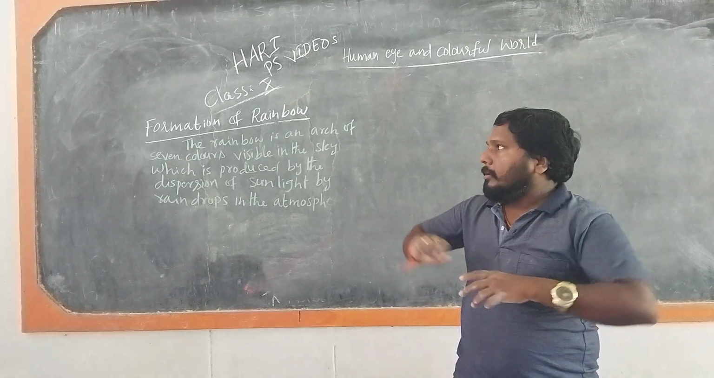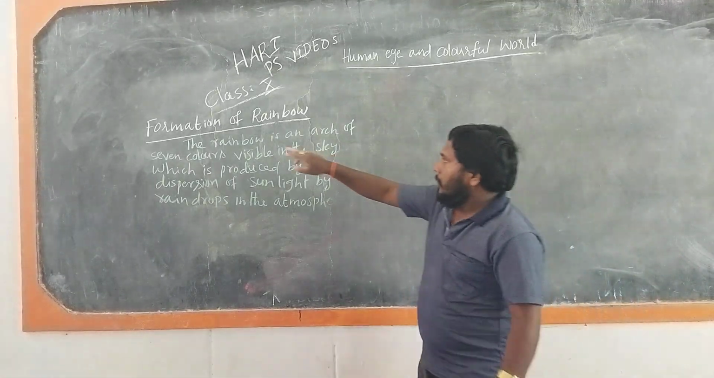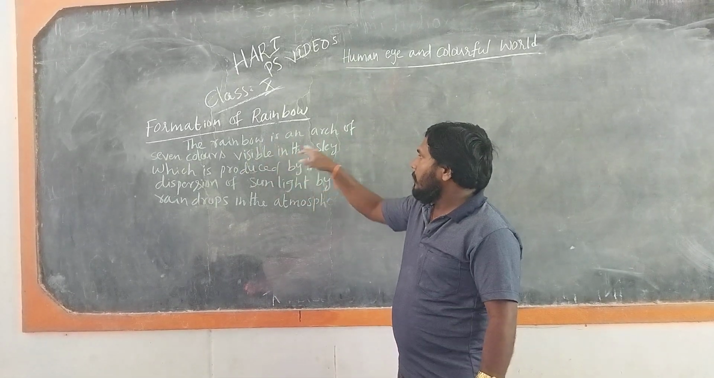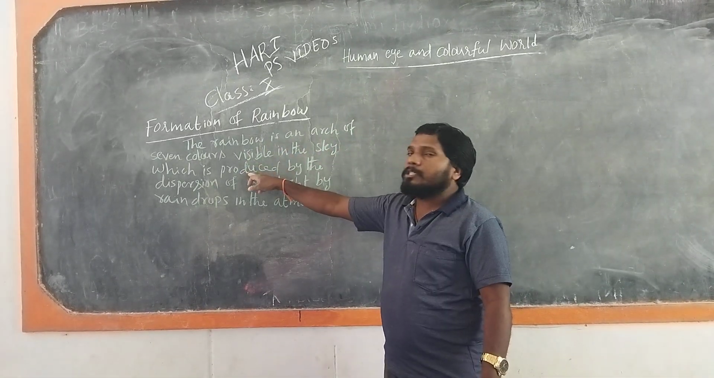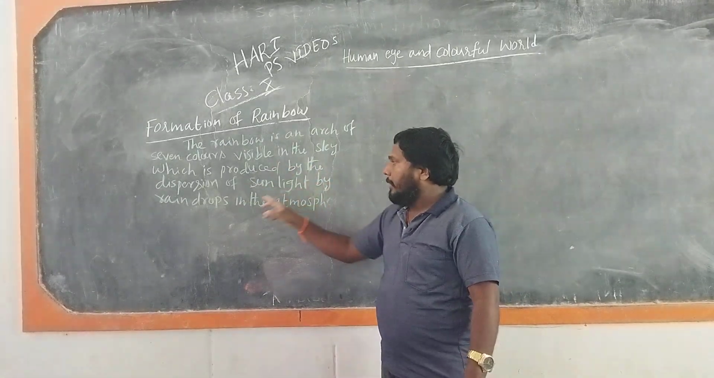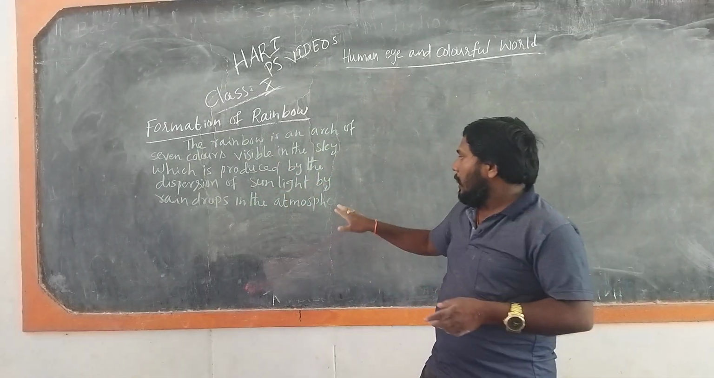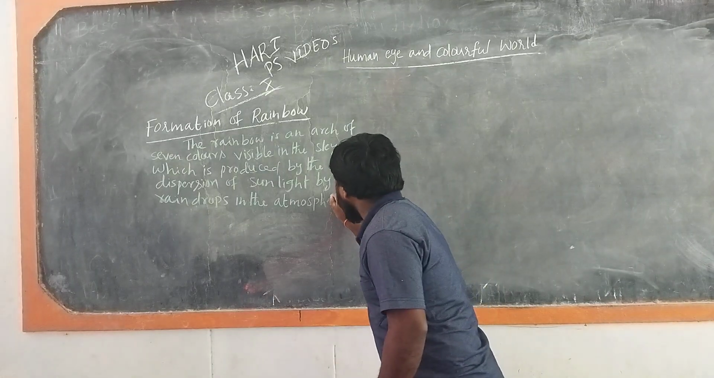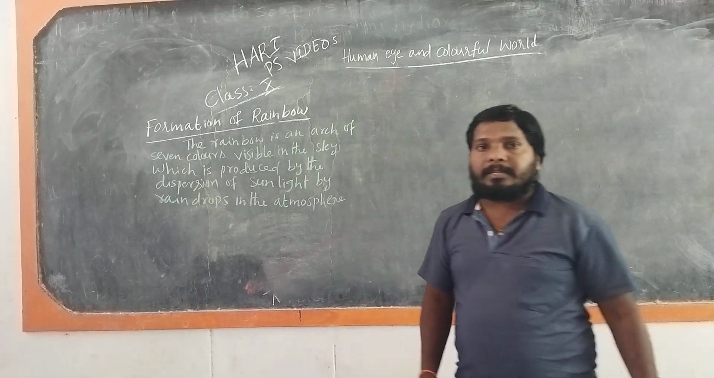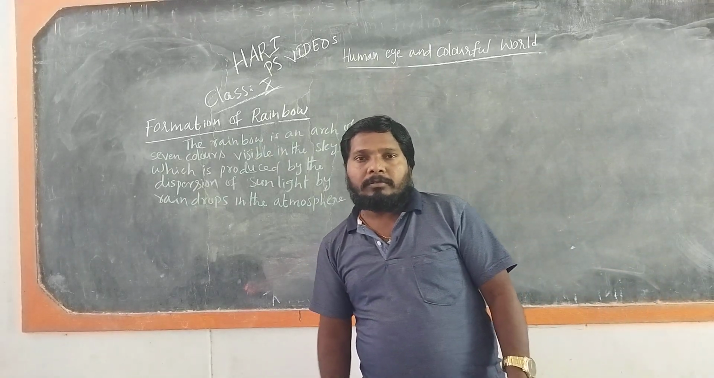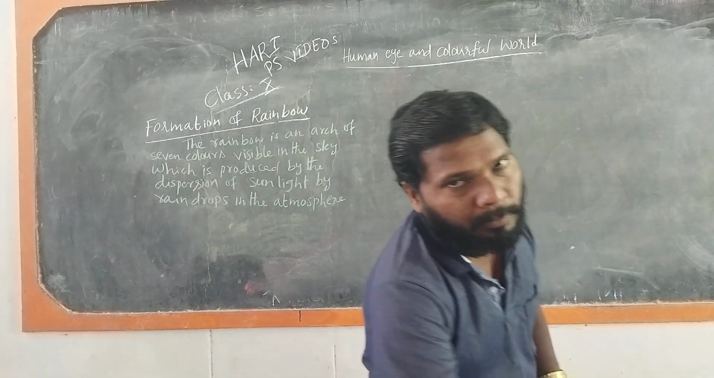So the rainbow is an arc of 7 colors visible in the sky, which is produced by the dispersion of sunlight by raindrops in the atmosphere. So let's understand how the rainbow is formed in the atmosphere.